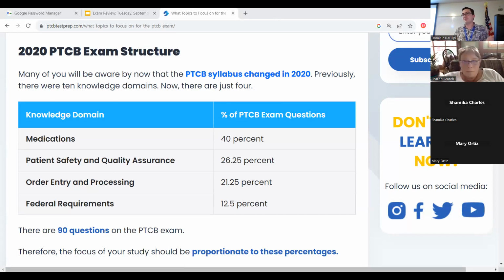Of course, they do the same thing with your pharmacy boards. They do the same deal. That being said, the question breakdown is generally as follows. Out of those 80 questions or 90 questions, 40% are going to be based on medications. And that's also going to include your calculations. So that's going to include calculations based around medications, days supply, all the way up to the dilutions and alligation problems that we're doing.